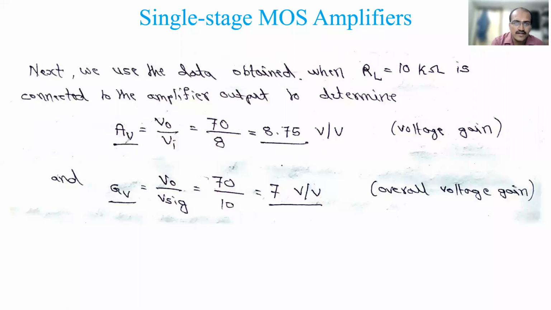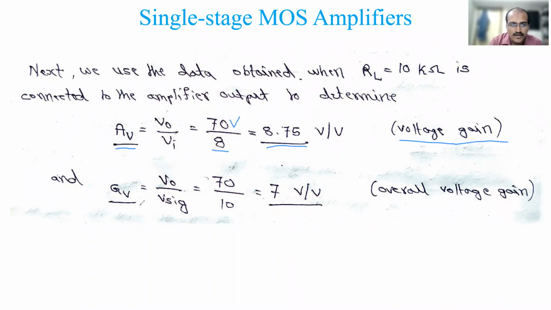So when the load is connected, we call that just voltage gain, AV. It is given as V naught by VI. So V naught, when RL is connected, from the table is 70, and VI is 8 millivolt. So 70 by 8 will give you 8.75 volt per volt. Milli cancels out. So this is called the voltage gain parameter.